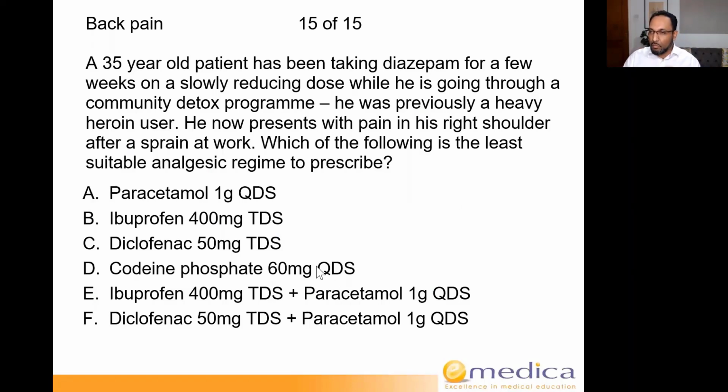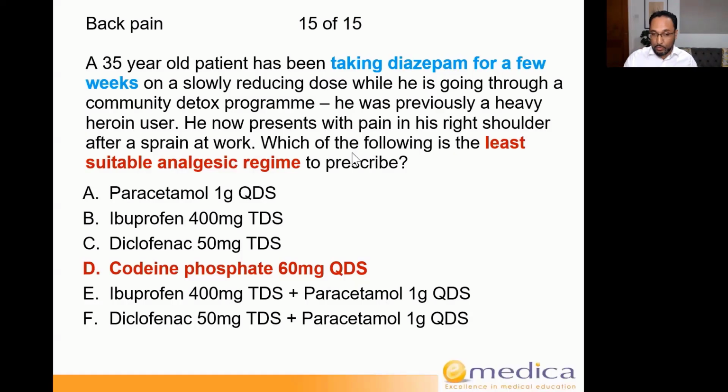Okay, so the most popular answer here by a long margin was D. So what you've got is someone on diazepam who is reducing it, and now they've got this sprain. The key point here is that it's negatively framed, the least suitable. So the least suitable is absolutely codeine. Why? If you've got someone who's on diazepam and you give them codeine, you could cause respiratory depression. That could be fatal. So you need to avoid opioids, okay?